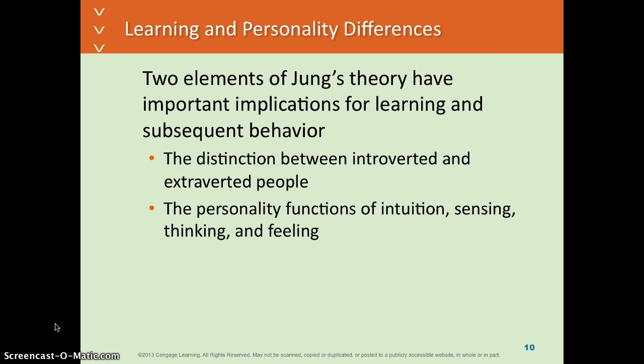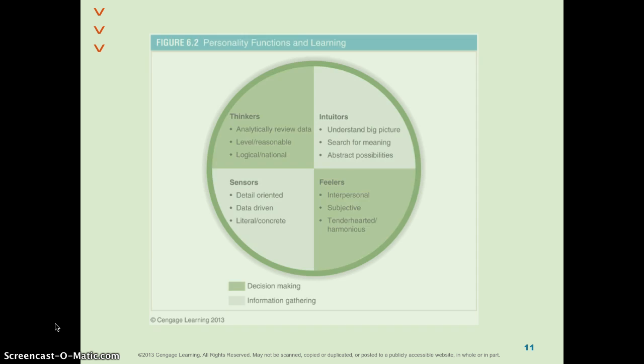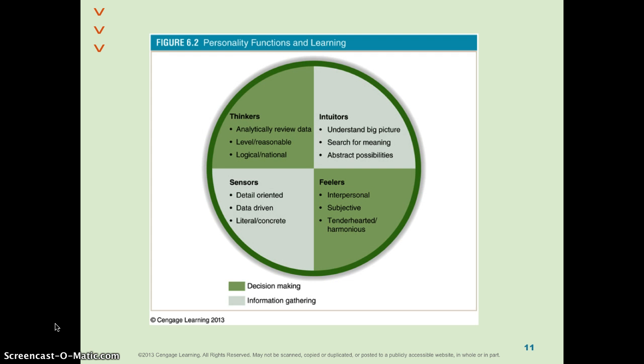Learning and personality differences. Carl Jung identified some personality traits. Some of them being introverted and extroverted, and others intuition, sensing, thinking, and feeling. Introverted people tend to learn in quiet and study alone. Extroverted want that interaction with people. Looking at the four others, thinking, intuition, sensors, and feelers. Thinkers and feelers in that process of your personality are making the decisions. The other two are information gathering.